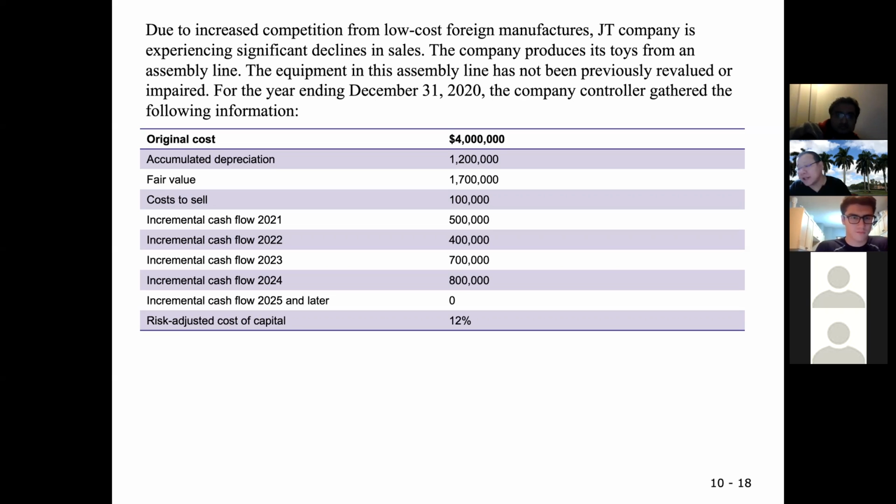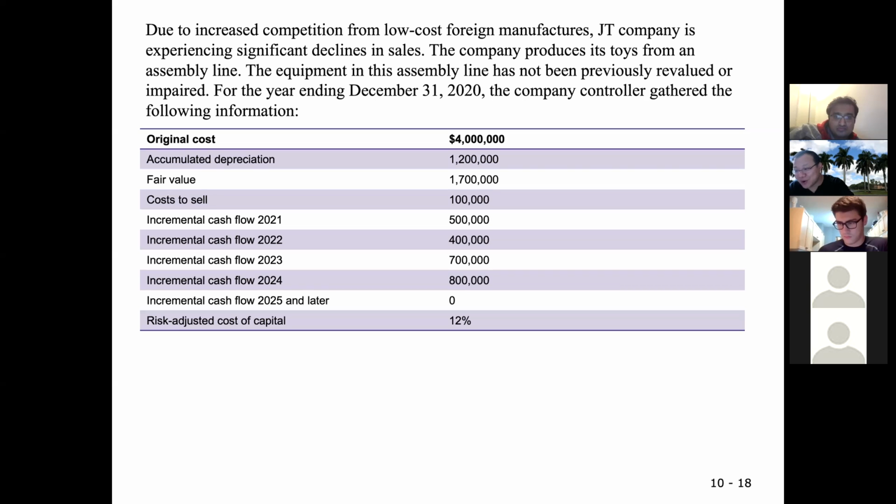Okay, for the year ending December 31st, 2020, the company controller gathered the following information: original cost 4 million, cumulative depreciation 1.2 million, fair value 1.7 million, cost to sell 100,000, and then incremental cash flows. That's the net cash flows generated from the equipment. That will be 500,000, 0.4, 0.7, 0.8. Okay. Risk adjusted cost of capital of 12%.